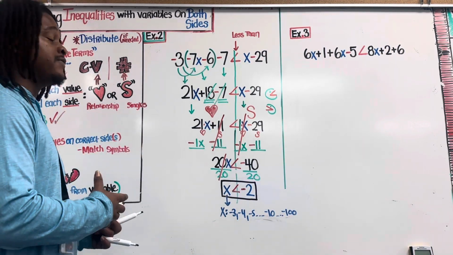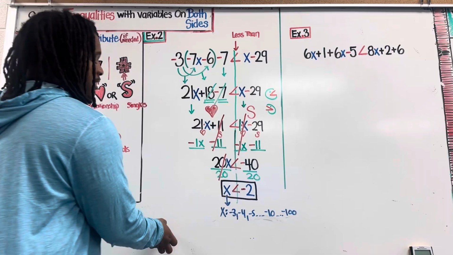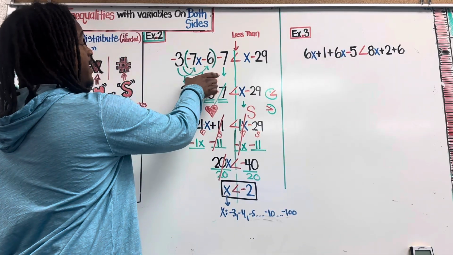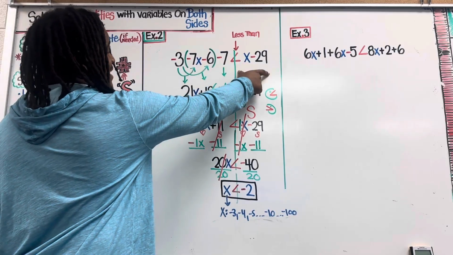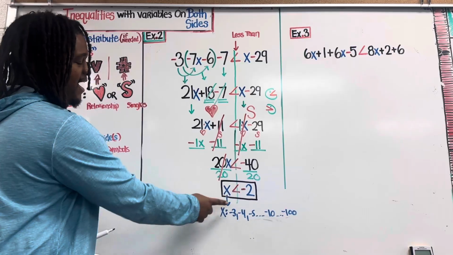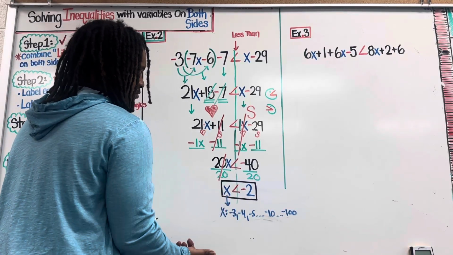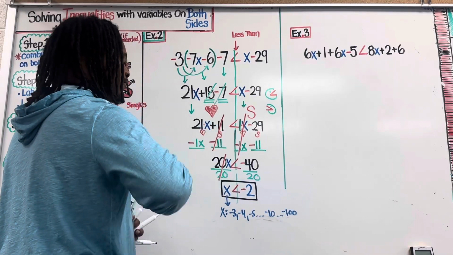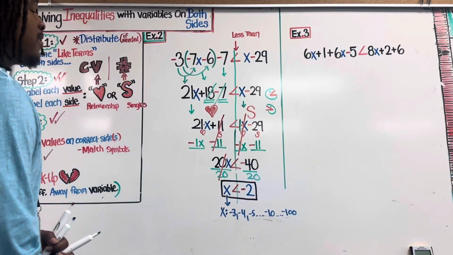So just like in the first video, if you want to check that, just plug in these values, and these values will show you that whatever you get, the value of this side will be less than the value of that side, okay? So once again, guys, X could be any value that's less than negative 2, which is negative 3, negative 4, negative 5, negative 6, and so forth and so on, right? X can be any one of those values.